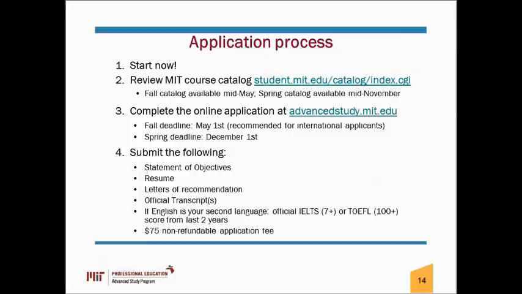Those do need to be official, so either mailed to us, sealed from your school, or hand-delivered to us by you if you have sealed copies from your school, or sent electronically officially from your school. If English is your second language, again, we'll need those English test scores, 7 or higher for IELTS, 100 or higher for TOEFL, and the scores should be from within the last 2 years. And then a $75 non-refundable application fee.